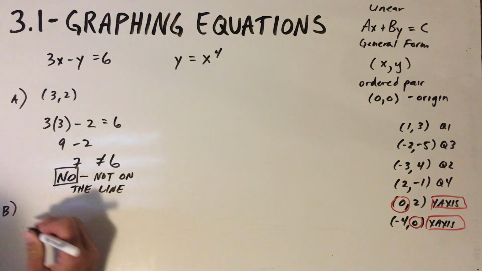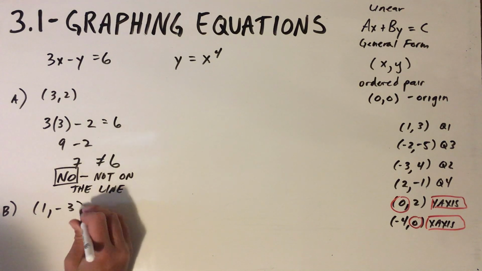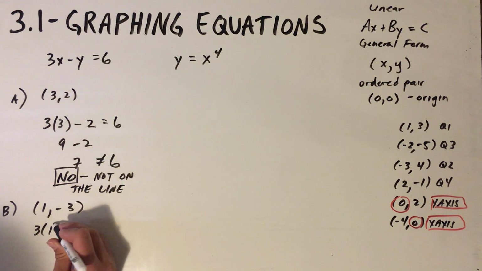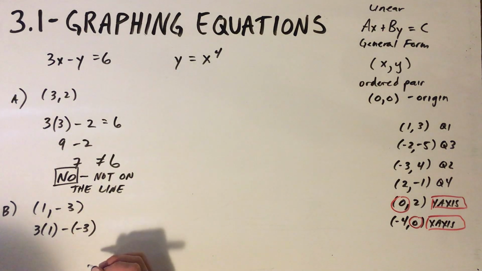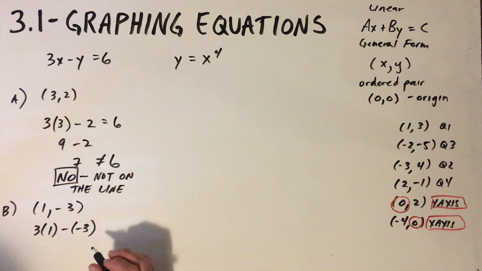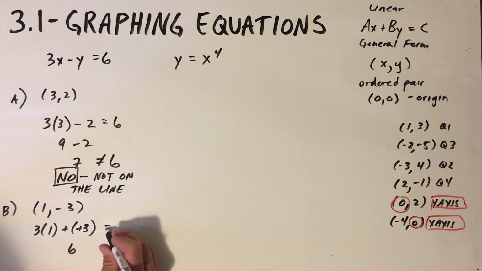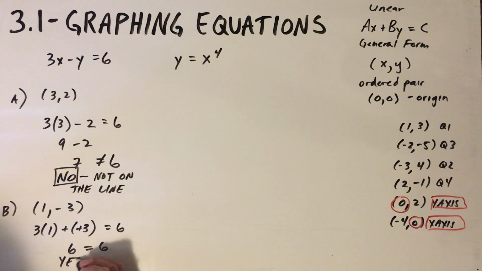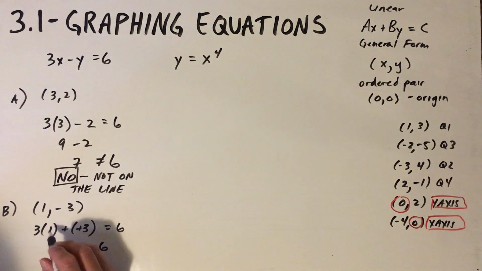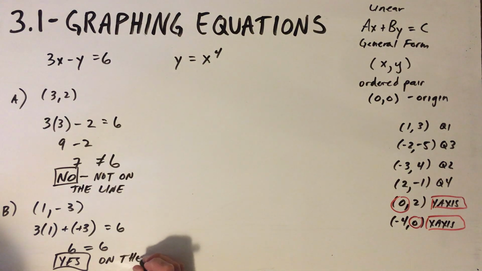Okay, so when would it be on the line? Let's try plugging in the ordered pair (1, -3). If I plug in (1, -3), I get 3 plus 3 is 6. And 6 does indeed equal 6, so this is true. So yes, this is a solution, and what this means is that this ordered pair (1, -3) is on the line. Okay, so it is a solution.